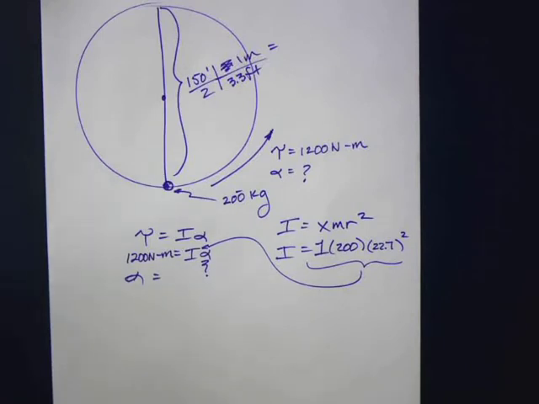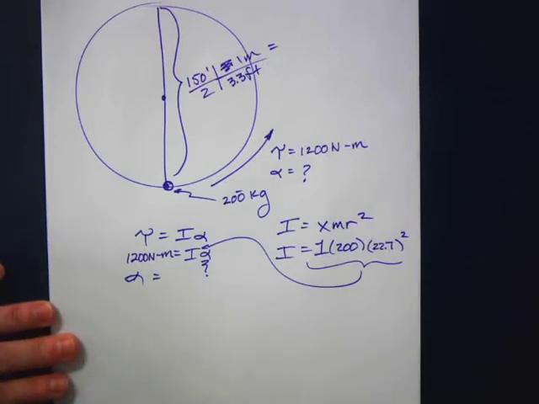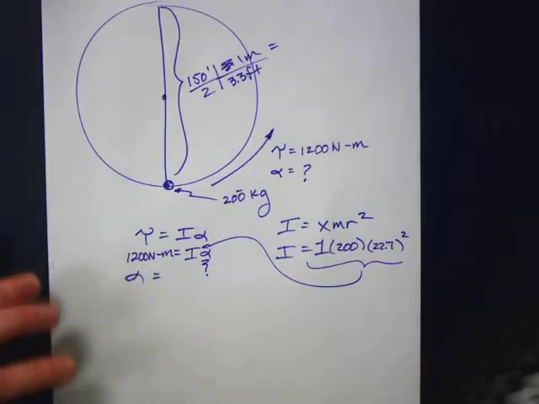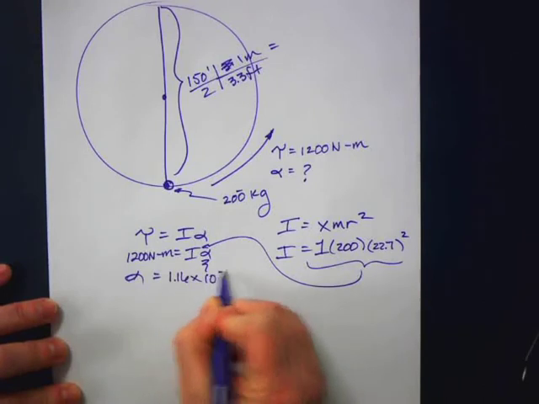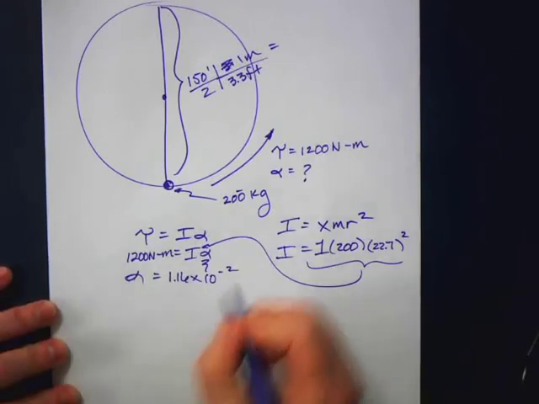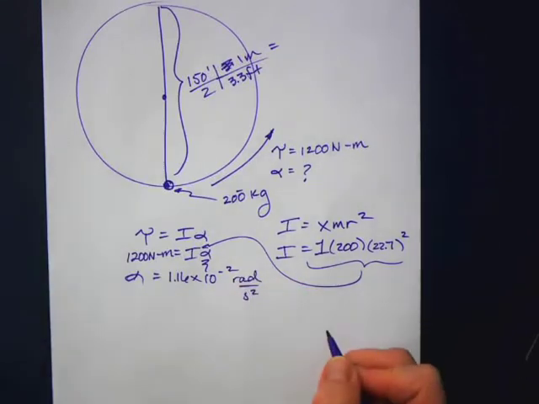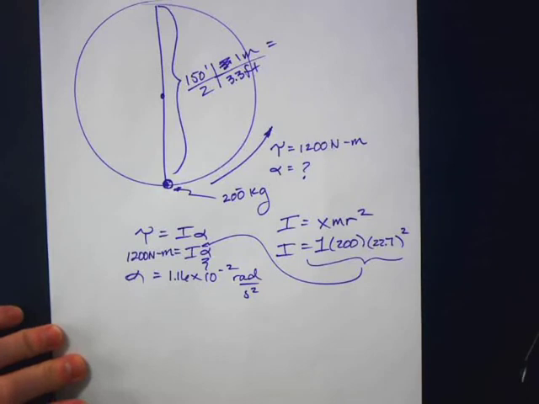The calculator's flying here. Josh, what'd you get? 0.0116. That's not what I got. Wait, hold on. Maybe I changed something. Yep, I got that. 0.0116. So 1.16 times 10 to the negative 2. What are the units for alpha? Yeah, radians per second squared. Good. Hard to know whether or not that's big or small because we don't live in that world, right? That's spinning things.